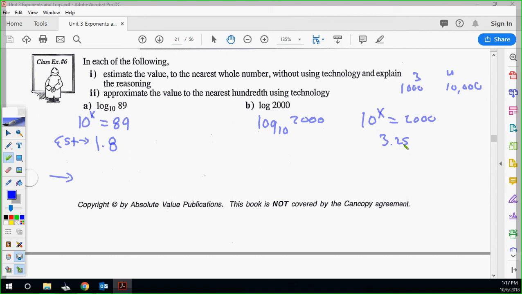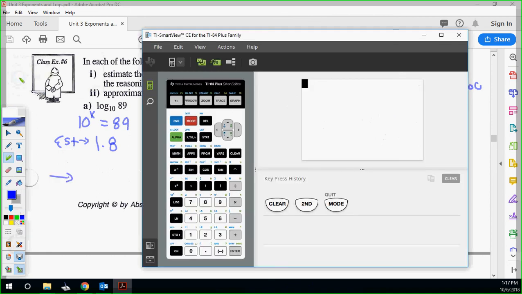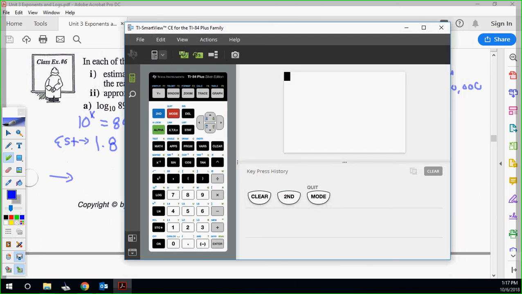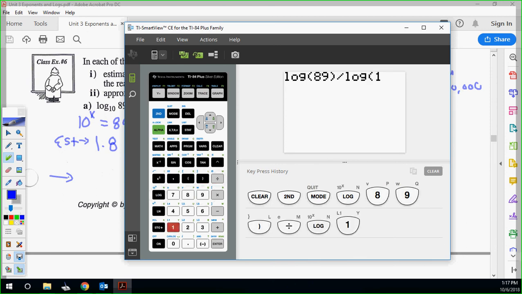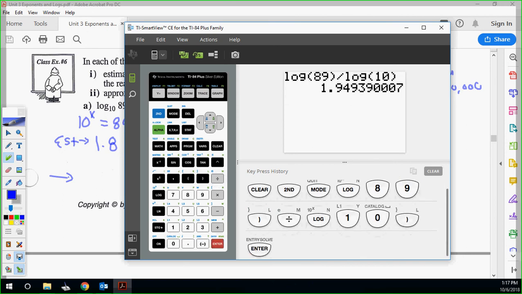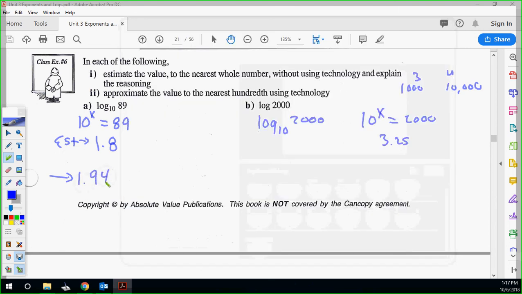Okay, and I'll pull up the calculator. I have to pause the video, and we'll do it on the calculators to show you how you put it in. Here we have the calculator set up, and we're going to do the first one. I told you it's log of the number over log of the base. So in your calculator, we go log 89 divided by log 10. Hit enter. 1.94. We guessed 1.8 there, so just a little bit off, but 1.94 is what you'll write right there on my blue line.